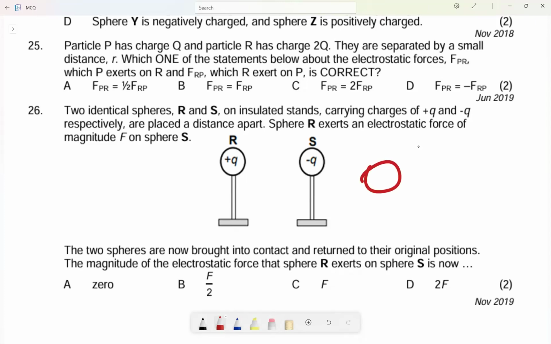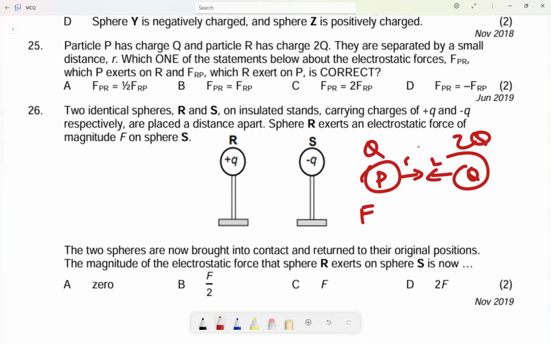Remember, if I have two charges, P and R, of charges Q and 2Q respectively, they exert a force on each other, right? When they exert a force on each other, that force is the same in magnitude but opposite in direction. Can you see this one is right, this one is left? So the magnitude of the force is the same, but the direction is not the same.